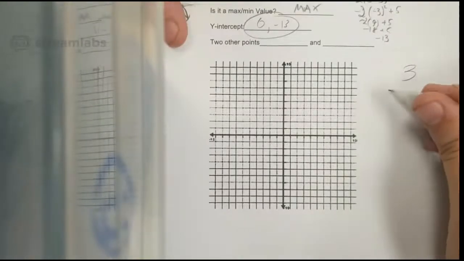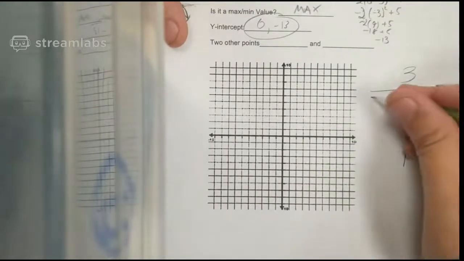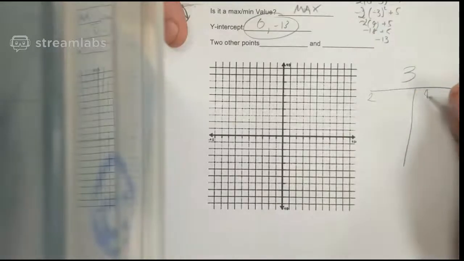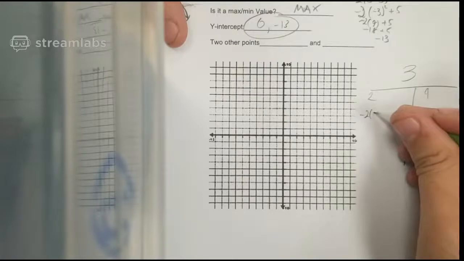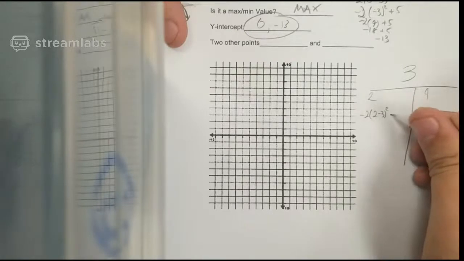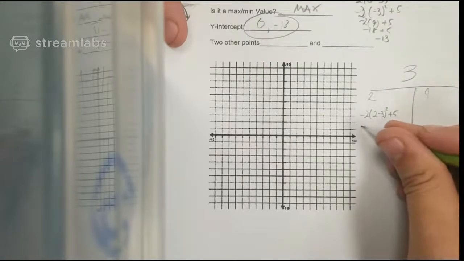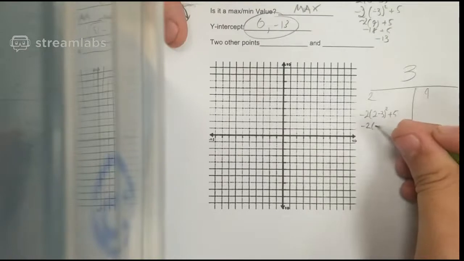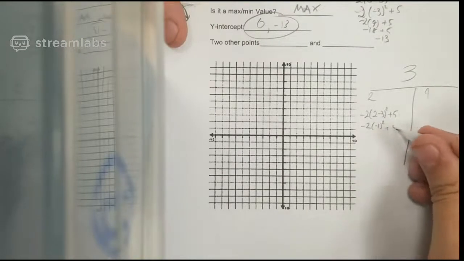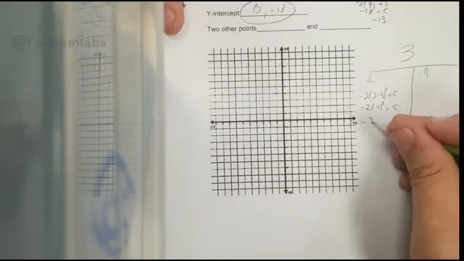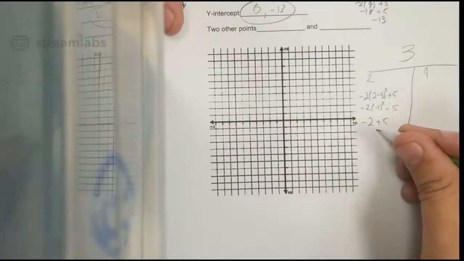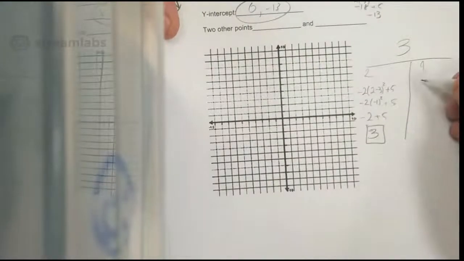So 3 was my x, so we have 2 and 4. Let's plug in the first one. Negative 2 times 2 minus 3 squared plus 5. Negative 2 times negative 1 squared plus 5. Negative 1 squared is positive 1. Positive 1 times negative 2 is negative 2, plus 5. Negative 2 plus 5 is 3. Hey, it's what I predicted. Same guy here.